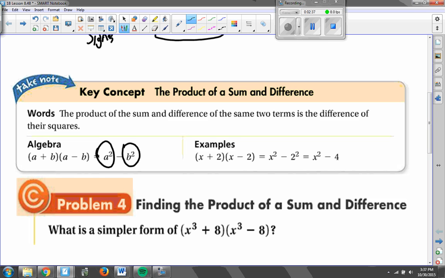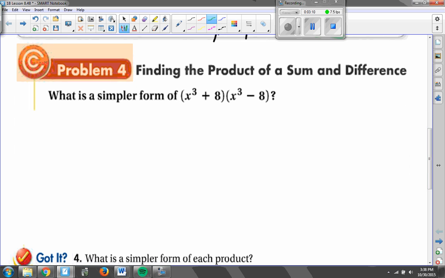For example, if you see x plus 2 times x minus 2, as long as this number is the same as that number and the signs are different, you can use your shortcut and say x squared, because that was your first piece, x squared minus 2 squared, because that was your second piece, or x squared minus 4. So that's what this is going to look like in your homework.